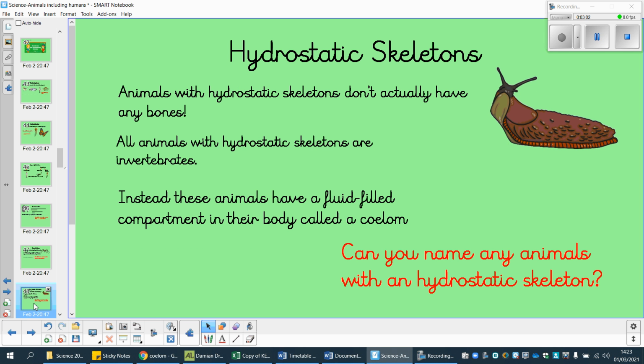A hydrostatic skeleton, then. Animals with a hydrostatic skeleton don't actually have any bones. All animals with hydrostatic skeletons are invertebrates. Instead, these animals have a fluid-filled compartment in their bodies called a coelom. Can you think of any animals that would have a hydrostatic skeleton?